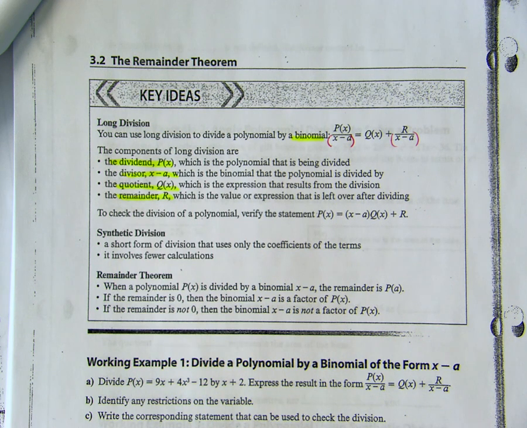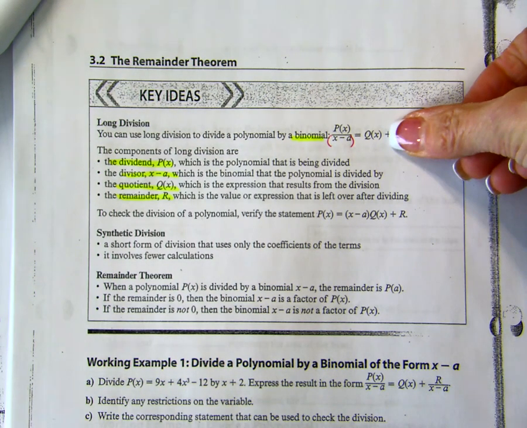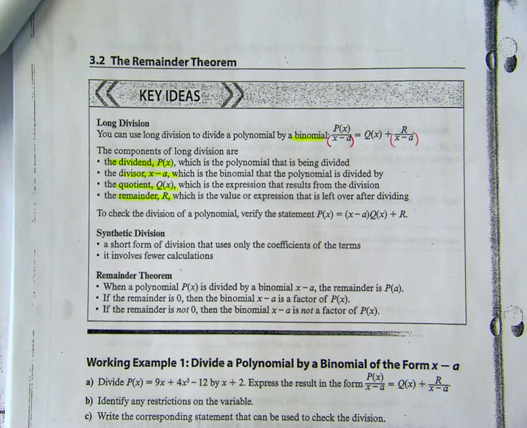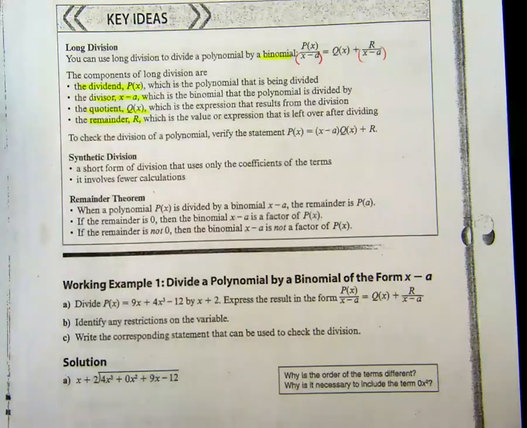If instead of asking you to do 25 divided by 4, I said, what's 25 divided by 5? Then your answer would be 5, 0 remainder, and you would say 5 is a factor of 25. 6 isn't a factor of 25. Why not? Because you got something left over. And it's going to be the same with polynomial division. If I have nothing left over, then x minus a is a factor of the polynomial.